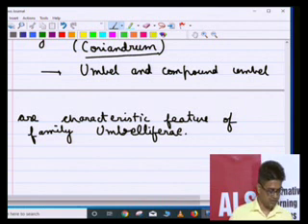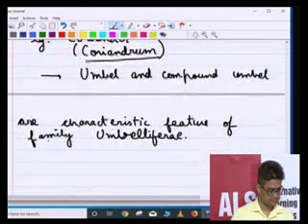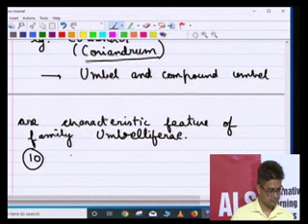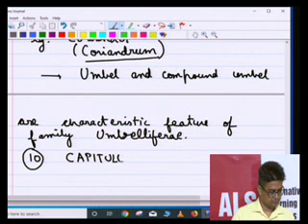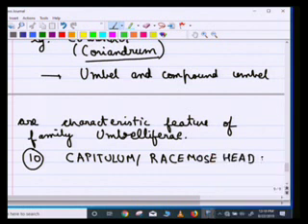Then there is a very advanced kind of inflorescence. It is called capitulum or racemose head.